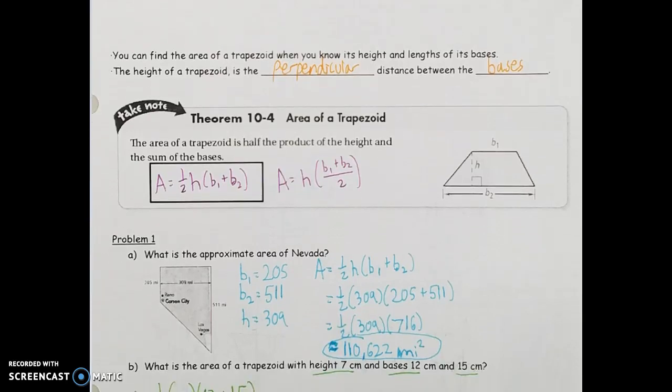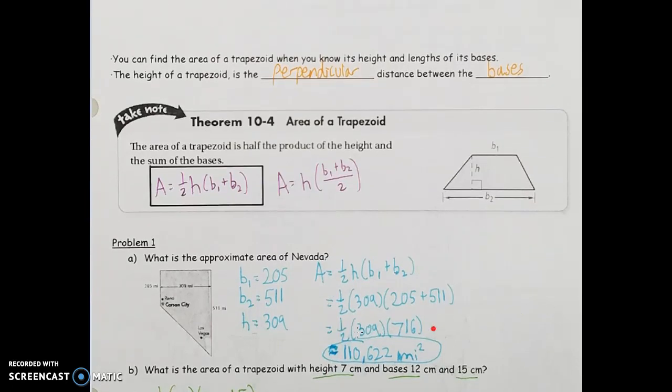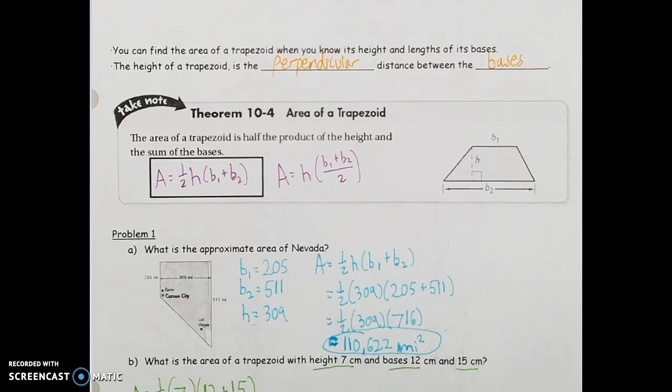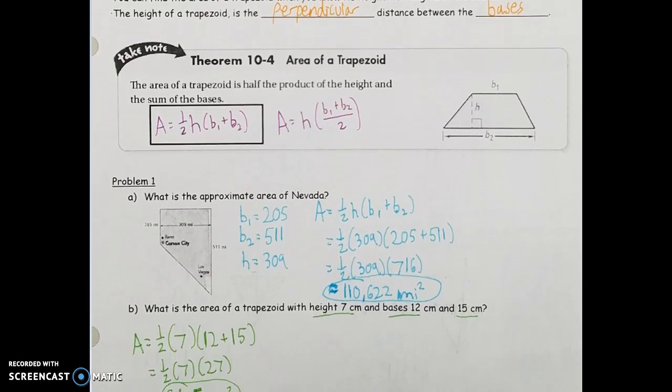So next question, using that same idea, if I want to find the area of a trapezoid with the height given as 7 centimeters and bases given as 12 and 15 centimeters, again, we're just taking those measurements and plugging those in, substituting in the formula.